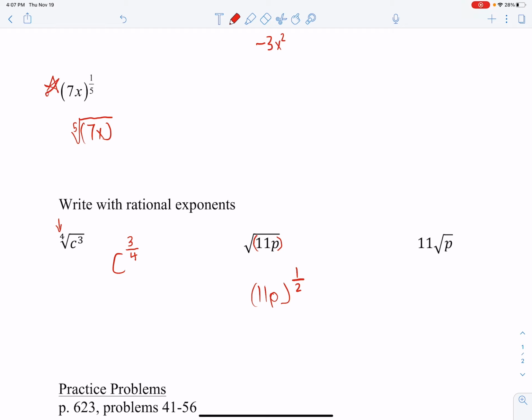Now for contrast, look at the next one. Here we have 11 square root of p. The 11 that's at the front just stays at the front. And then the square root of p is p to the 1/2. Notice the difference between those last two answers. The first one, everything in the parentheses is raised to the 1/2. The last one, only p is raised to the 1/2.